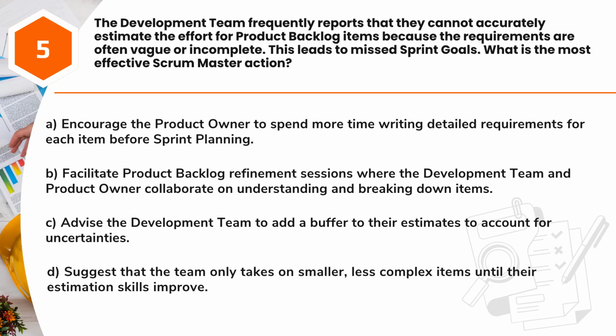A. Encourage the product owner to spend more time writing detailed requirements for each item before sprint planning. B. Facilitate product backlog refinement sessions where the development team and product owner collaborate on understanding and breaking down items. C. Advise the development team to add a buffer to their estimates to account for uncertainties. D. Suggest that the team only takes on smaller, less complex items until their estimation skills improve.